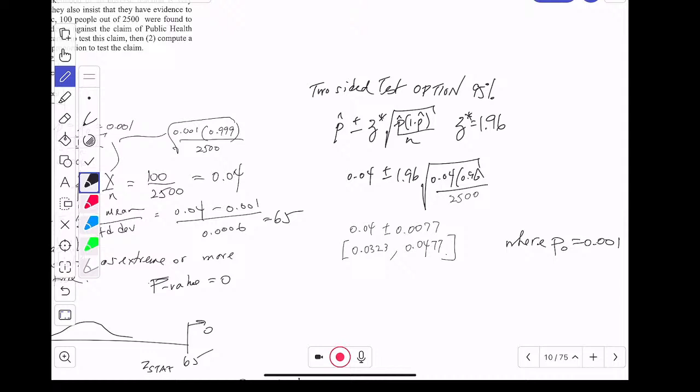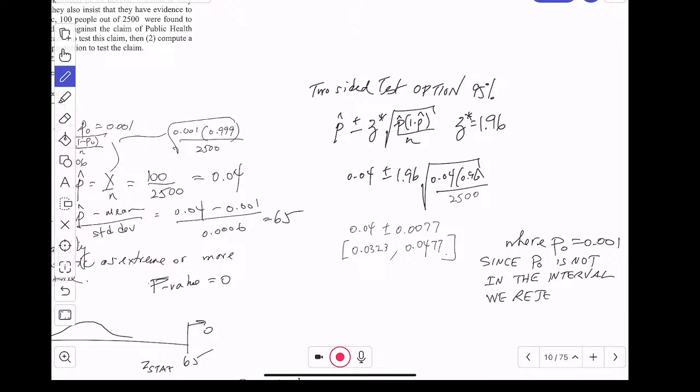So since p0 is not in the interval, we reject H naught. The test is significant. Wasn't that much easier?